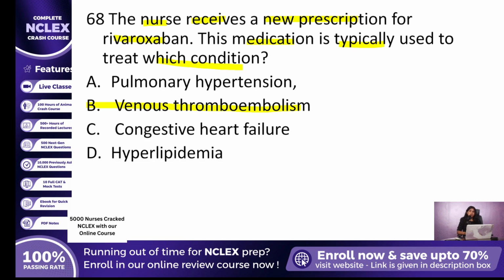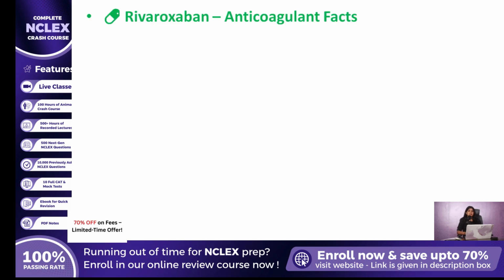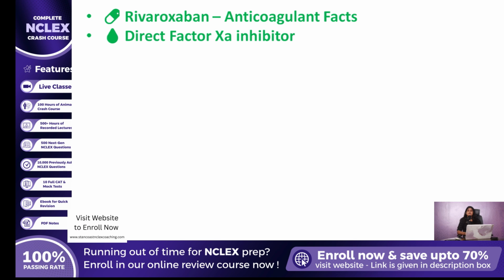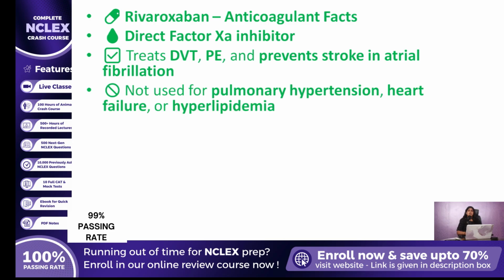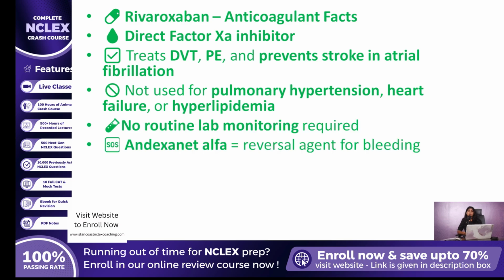Here is the rationale. Rivaroxaban is a direct factor Xa inhibitor that is commonly prescribed to treat and prevent venous thromboembolism, including deep vein thrombosis and pulmonary embolism. It is also used to reduce stroke risk in atrial fibrillation. It is not used for pulmonary hypertension, heart failure, or hyperlipidemia. Here is additional insight. Rivaroxaban does not require routine lab monitoring and has an antidote called andexanet alfa, which may be used in cases of bleeding.